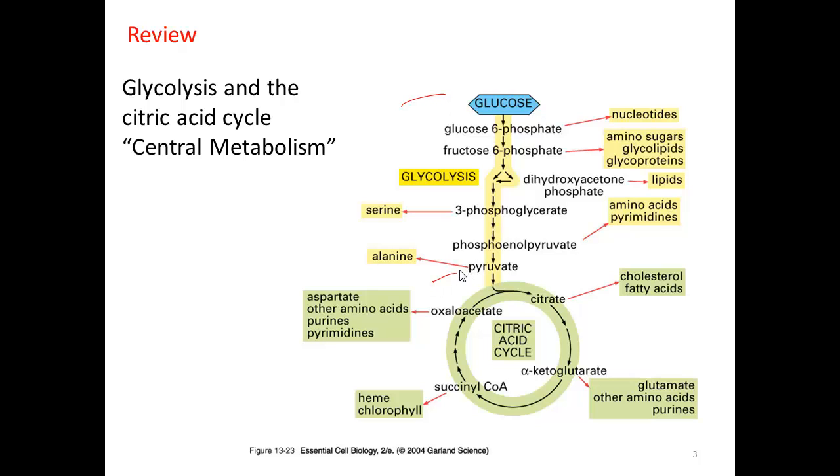Just to review, in glycolysis we took glucose, converted it to pyruvate. In the process we generated a net of 2 ATP and 2 NADH molecules. In the citric acid cycle, for each rotation we generate 3 NADH molecules, a molecule of FADH2 and a molecule of GTP, and we do that twice because glucose produces 2 molecules of pyruvate. We'll see a more detailed accounting in future slides.